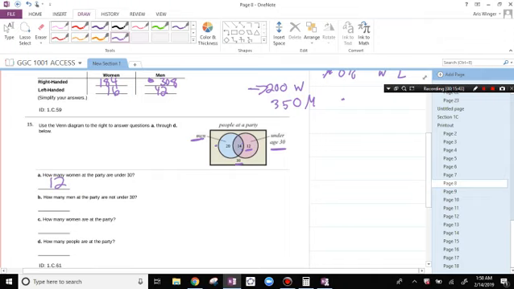How many men at the party are not under 30? Men at the party, not, here are all the men, but not under 30. 20.